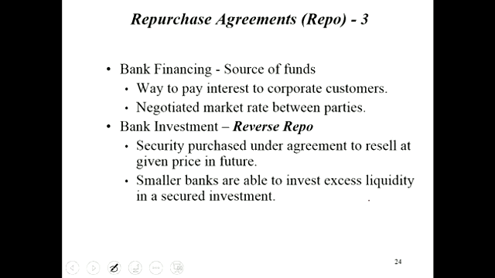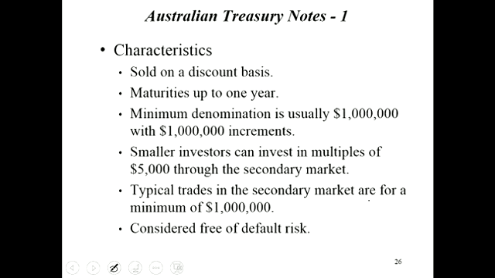Okay, any question on this before we move on? Okay. So now we'll move to some of the actual securities that are traded in these markets. So the first one up is the Australian Treasury note. These are short-term things. Most governments in the world do issue these short-term securities. So here are the characteristics of them.